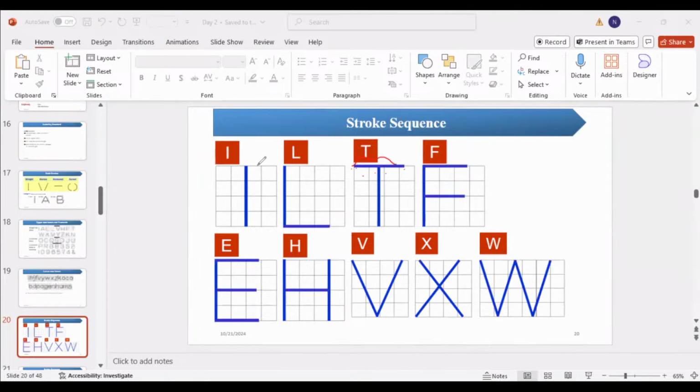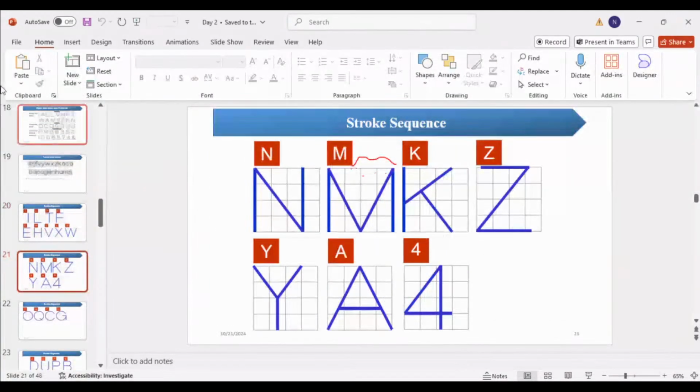Likewise, these are the stroke sequences for these letters, N, M, K, Z. You can see that, right? So please observe them by yourself.